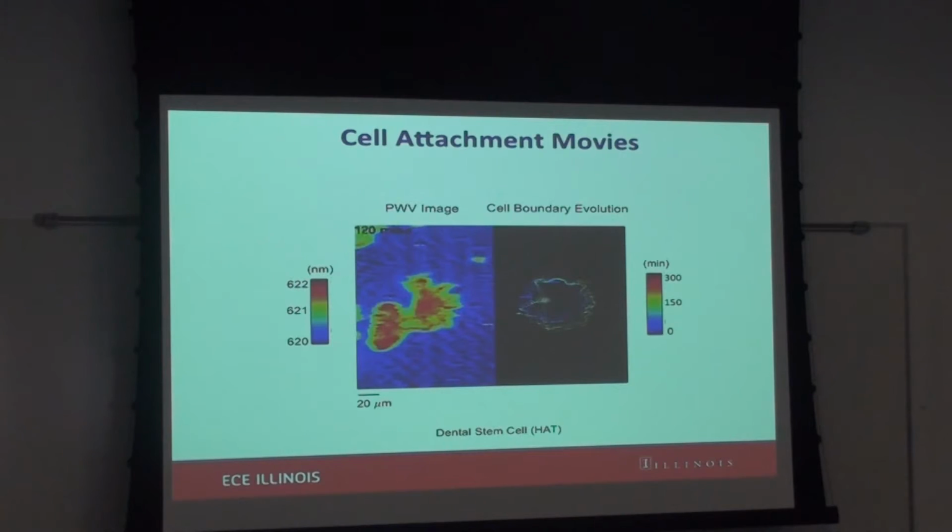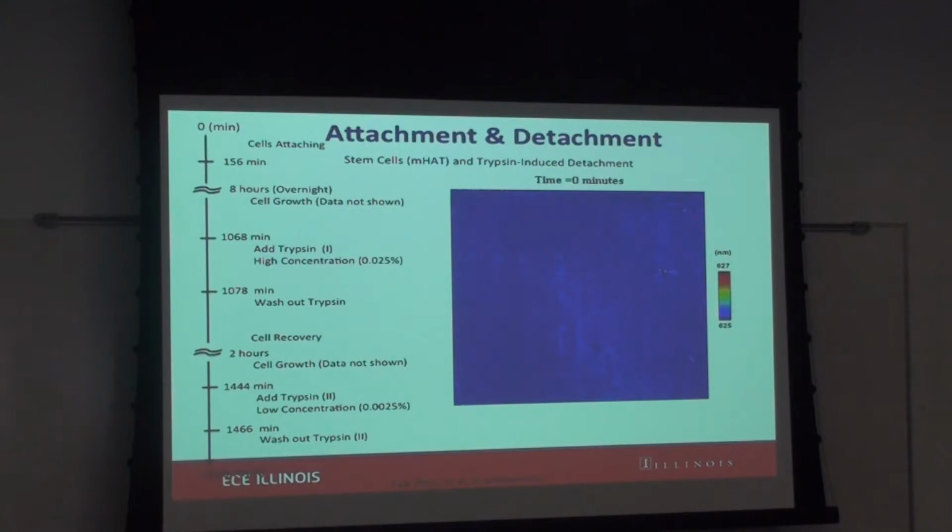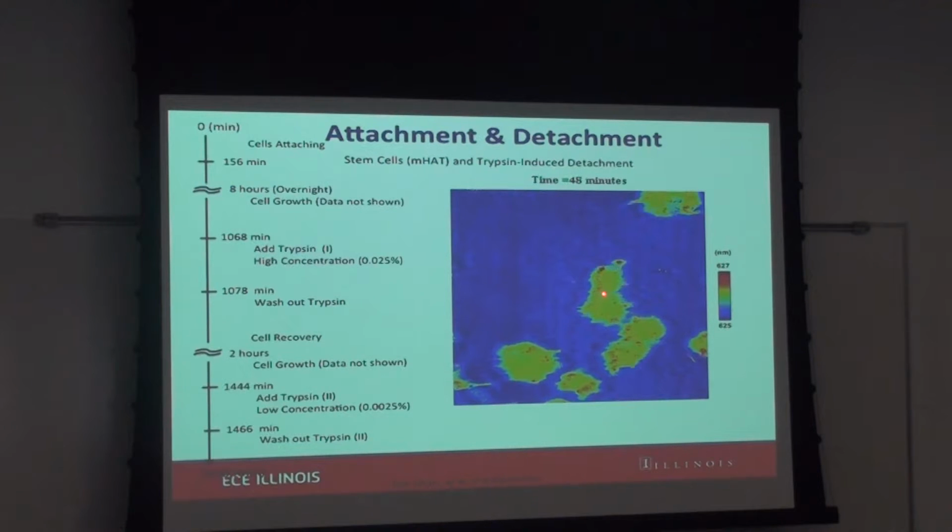With that, we can make photonic crystal attachment movies, where this shows one of those cells attaching and then spreading as a function of time. We can even make movies of the cell boundary and how it evolves with time. Here's an interesting experiment where we have some stem cells attaching to a photonic crystal. Here we were taking images every 2 minutes, and you can see them attaching. You can see the peak wavelength value being relatively higher in some places than others.